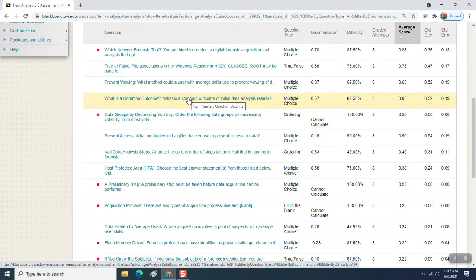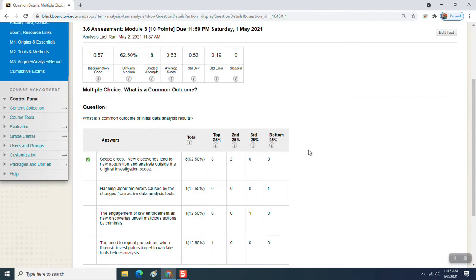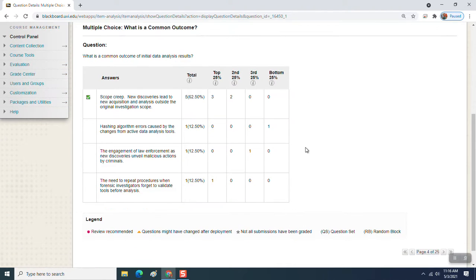Okay. Last two we'll check here, and then we'll conclude our item analysis. What is a common outcome of initial data analysis results? Well, when you initially analyze your data, oftentimes you have to circle back, and then you realize, oh, there's some more answers we don't have any definition for. So you have to expand or extend the original scope. And in cases where that's a negative thing and it wasn't planned for, that's called scope creep, right? So new discoveries lead to the new acquisition and analysis outside the original investigation scope. That is a very common outcome of initial data analysis.